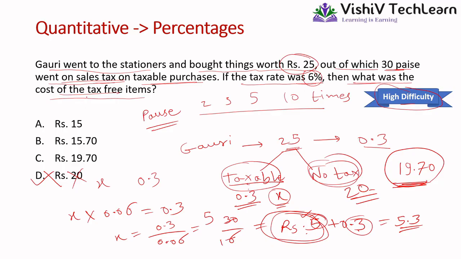So what was the cost of tax-free items or non-taxable items? That will be 19.70 and not 20. So 19.70 will be the correct option.